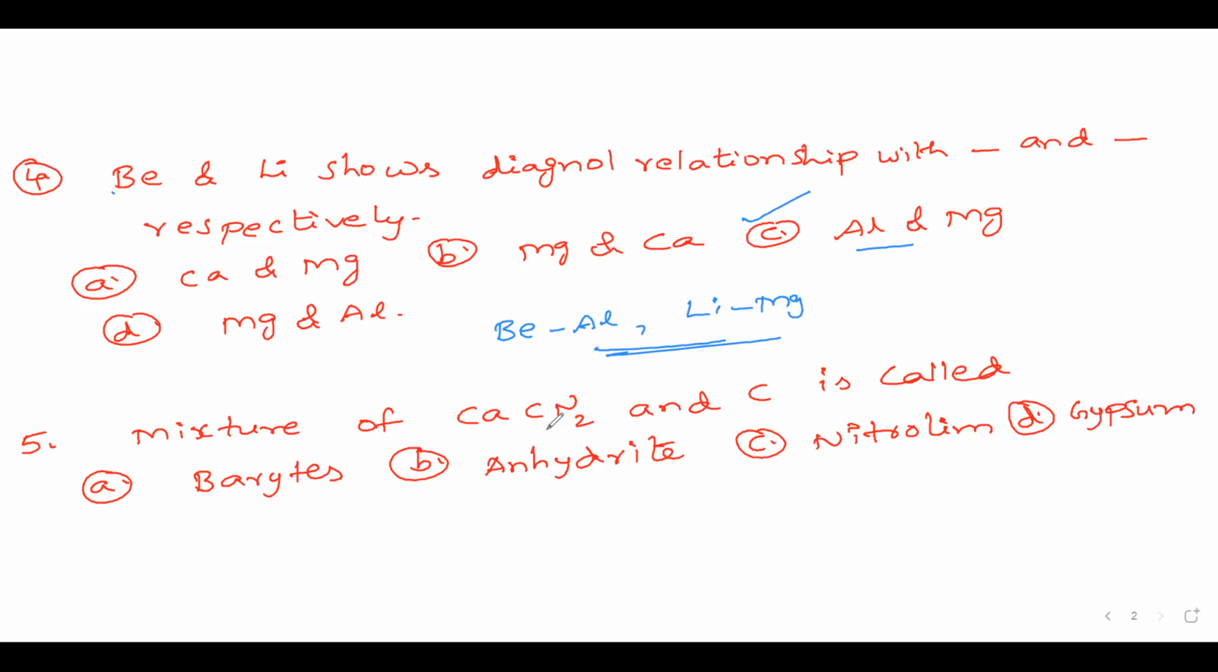So what is the answer? Mixture of calcium cyanide and carbon is called nitrolim. Very, very important, they'll ask. It is called what? Nitrolim. Next, question number 6.